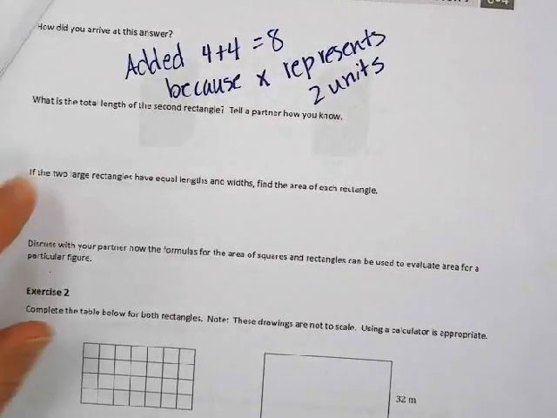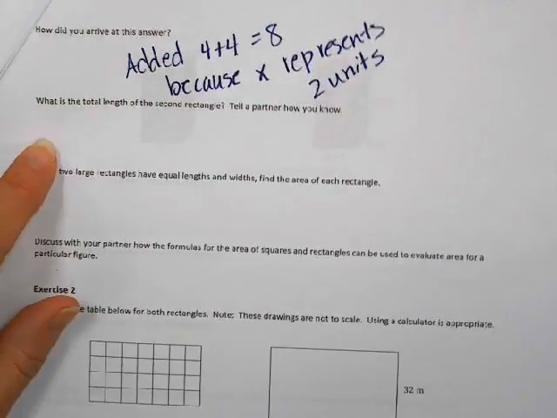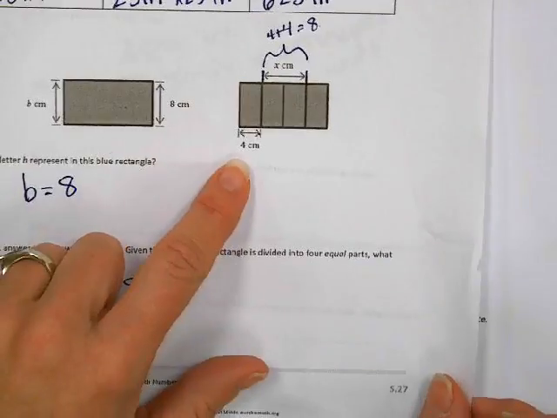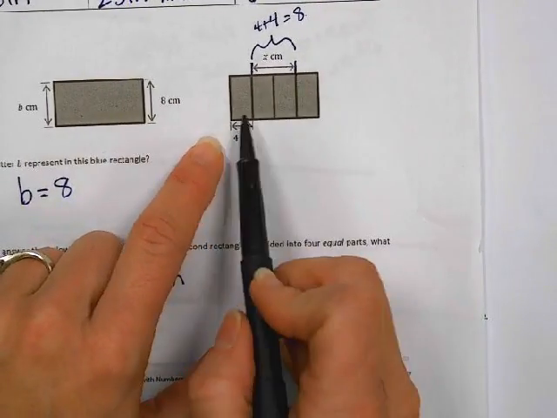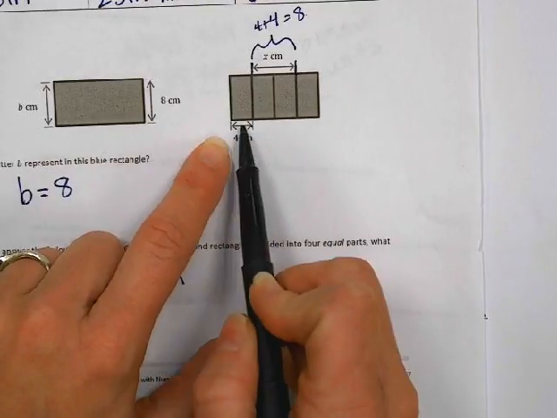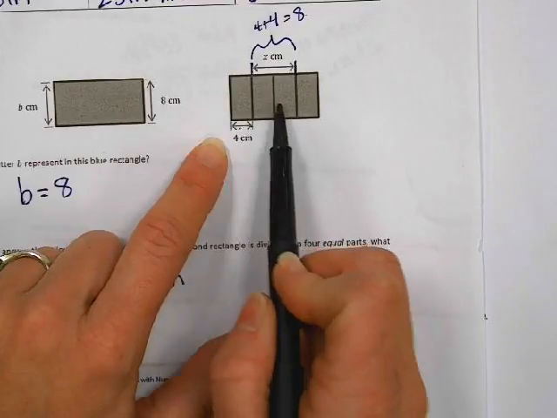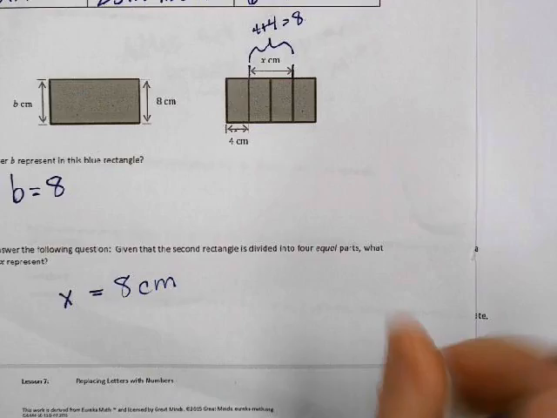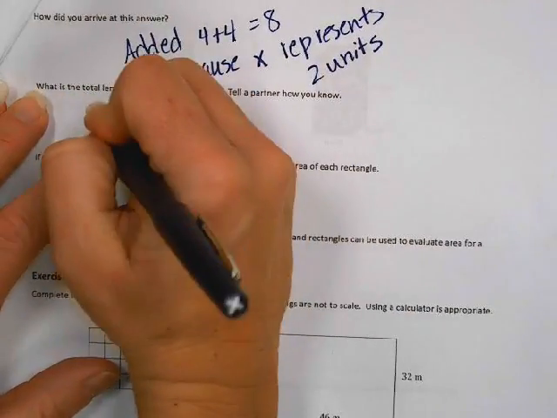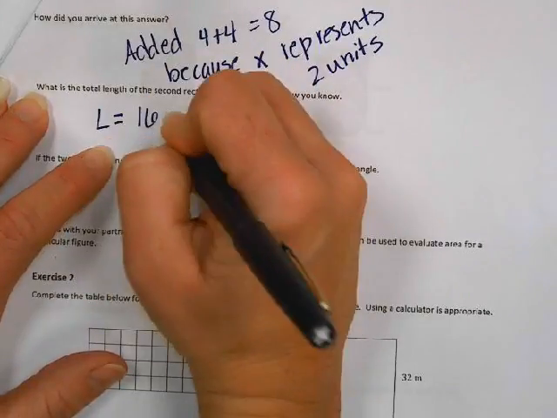Okay, so it says, what is the total length of the second rectangle? Well, I'm going to pull that paper back up here so we can see it. So if I look at this rectangle and I need to know the total length, I know that I have 1, 2, 3, 4 sections, and I know that each of those sections is worth 4 centimeters. So I can either count by 4s or I can multiply 4. So 4, 8, 12, 16, or I know that 4 times 4 is 16. So the total length is 16 centimeters.